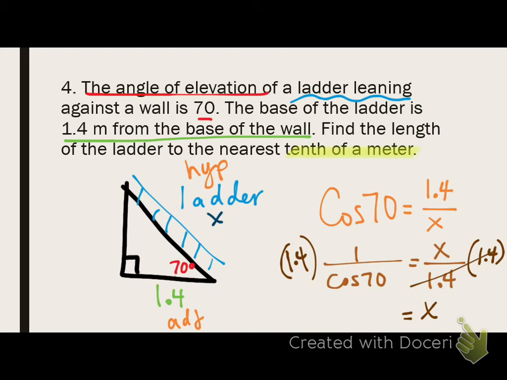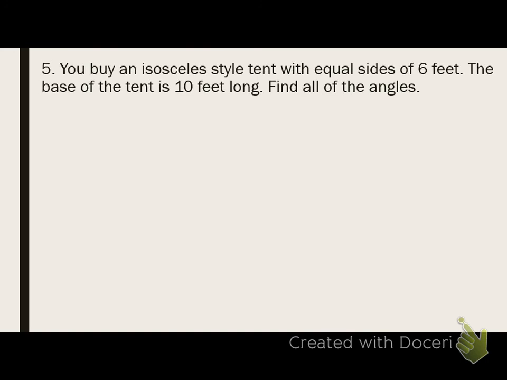So what do we get? 4.1 meters. I know that doesn't sound like much, but 1 meter is about 3 feet. It's like 3 feet and change. So it's essentially 12 plus feet long, which is a good size ladder. Questions about our ladder? Okay. They're going to start getting harder.